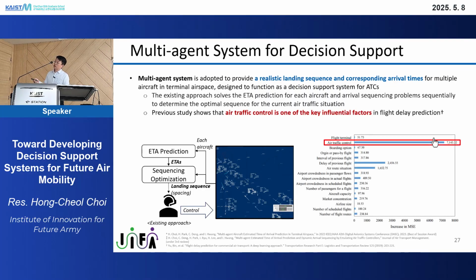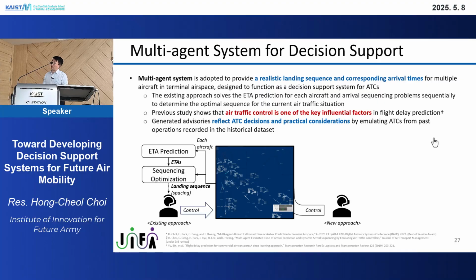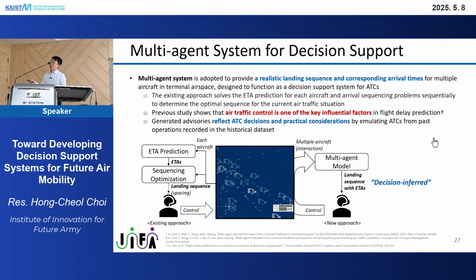But previous research shows that air traffic control really matters, as you can see here, which shows influential factors in flight delay predictions. They tested by excluding one of the factors among all the input factors. When we exclude the air traffic control factors, it results in the highest increase in mean squared error. So in this regard, air traffic control can be incorporated into multi-agent systems by capturing the interaction between multiple aircraft, or multi-agents.